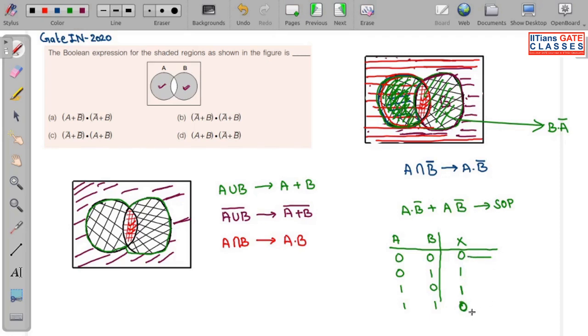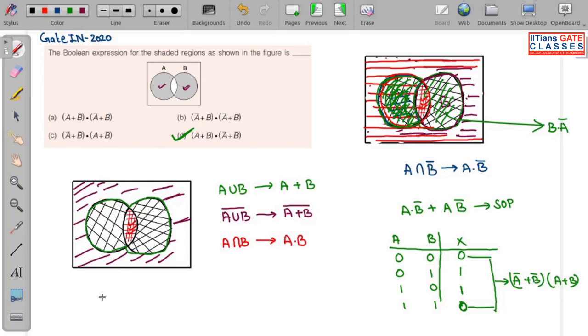So now if I write the POS form for both of these, what will it be? It will be (A bar plus B bar) into (A plus B). We can see that is option D. So you can see that is option D. This was one method to solve this question. Now we can solve this question by another method also. How? Let me show you that.